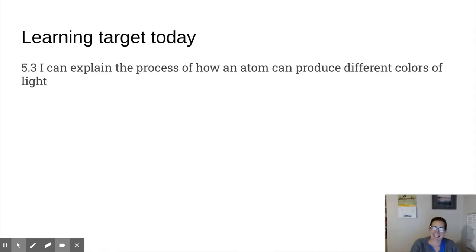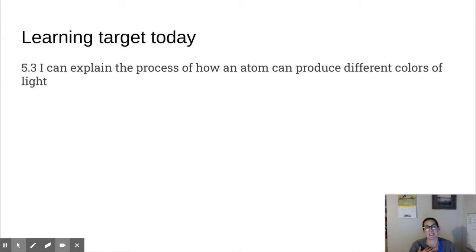You get me again. All right, so our learning target today is 5.3. I can explain the process of how an atom can produce different colors of light. And you might not have even thought that atoms can produce light, but you've actually seen it in many different places.